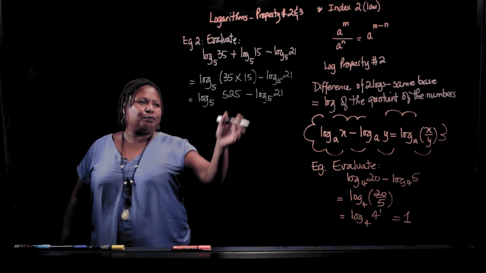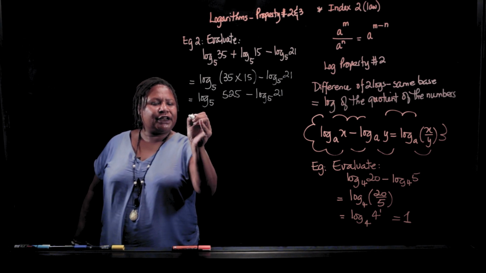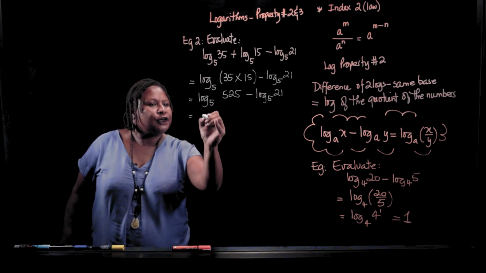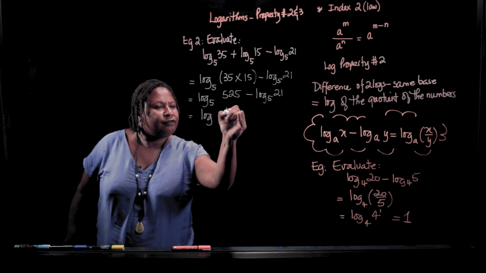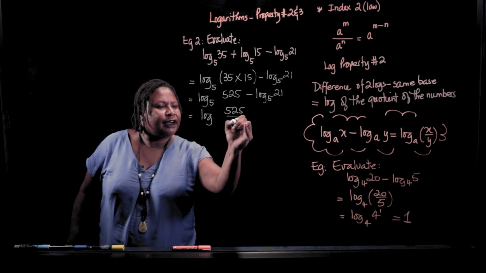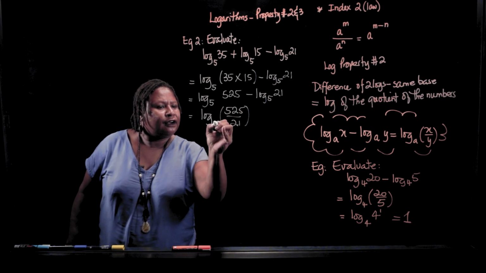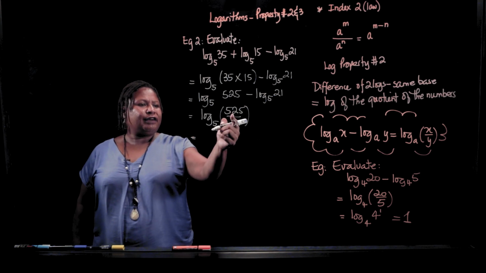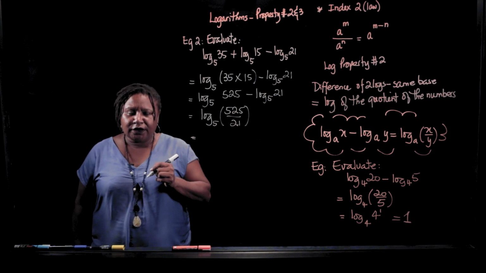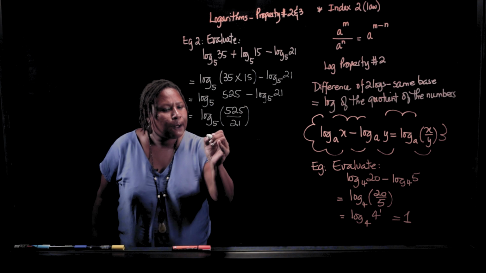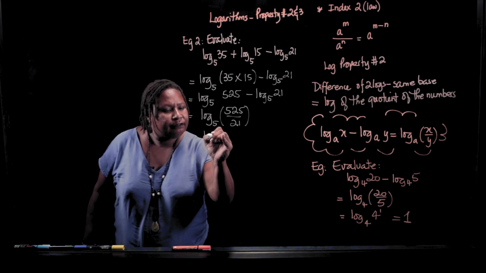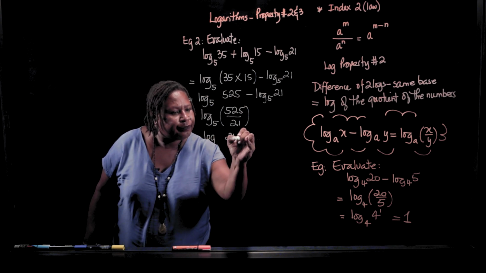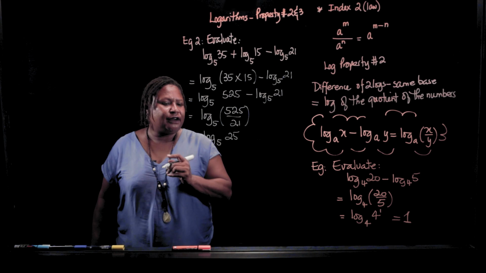We go to the next operation, which is subtracting, so we have to divide now. So log 525 divided by 21, all to base 5. Okay. Now 525 divided by 21 will give us 25. So we have log 25 to base 5.